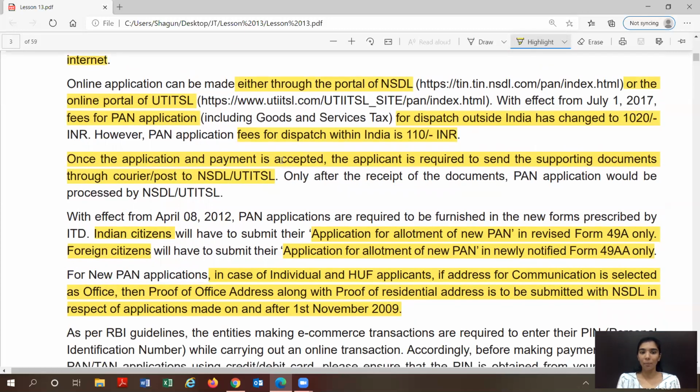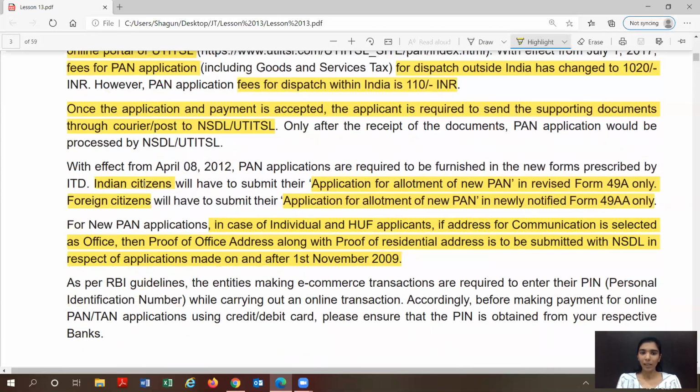Once the application and payment is accepted, the applicant is required to send the supporting documents through courier or post. So the physical documents have to be submitted to these authorities. Indian citizens have to make the PAN card application in Form 49A, and foreign citizens in Form 49AA.